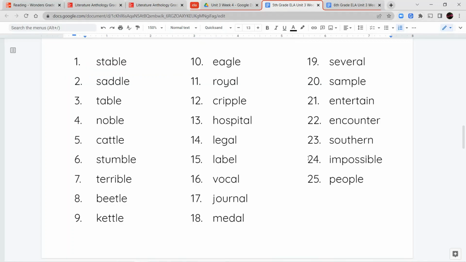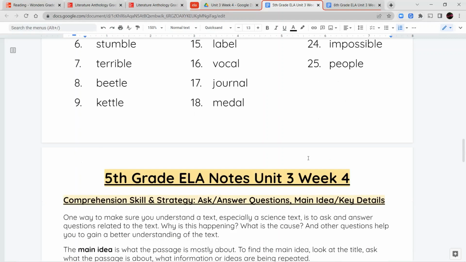So your words for this week are the words stable, saddle, table, noble, paddle, stumble, terrible, beetle, pedal, eagle, royal, cripple, hospital, legal, label, vocal, journal, medal, several, sample, entertain, encounter, southern, impossible, and people.